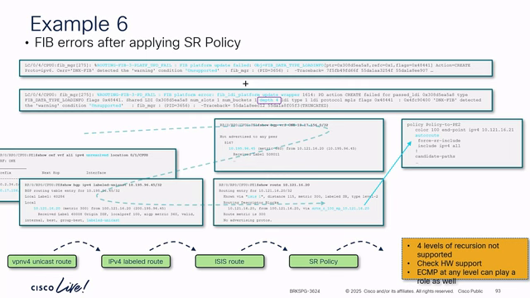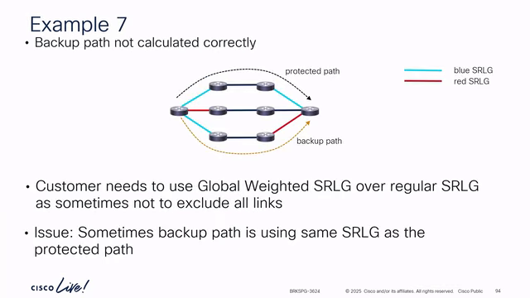Still real cases. We have SRLG, shared risk link group. You have multiple links that share the same risk, probably because the fibers are in the same conduit and things like that. So if you break the conduit, all the fibers are dead. So we give them a color.